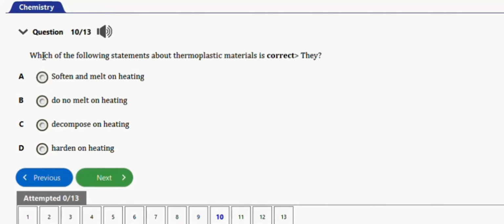It says, which of the following statements about thermoplastic materials is correct? Soften and melt on heating, do not melt on heating, decompose on heating, harden on heating. So the right answer is option A. Thermoplastic materials soften and melt on heating. Next question will be this one.